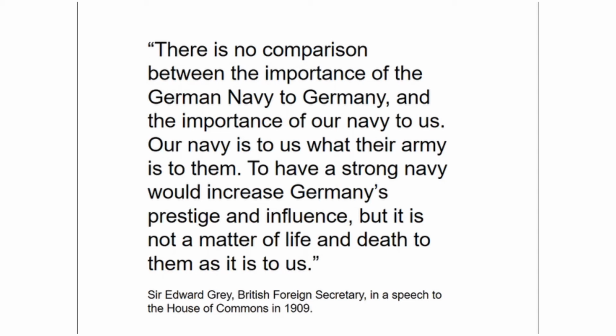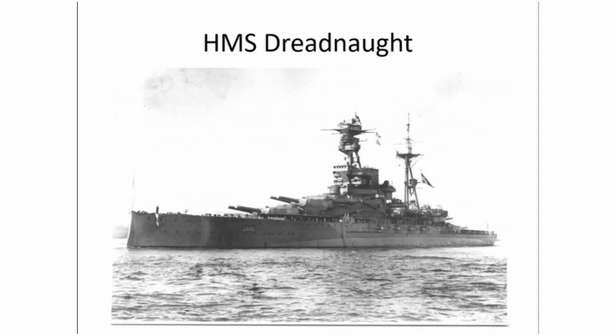And we had this rule in place called the two-power rule, which means that Britain's navy had to be at least the size of the next two biggest navies combined. And that was a problem because Germany was beginning to grow its navy.